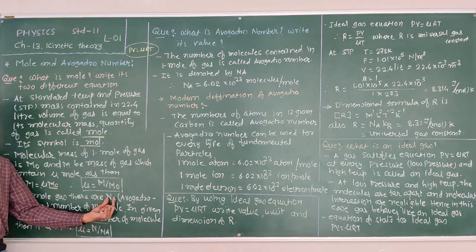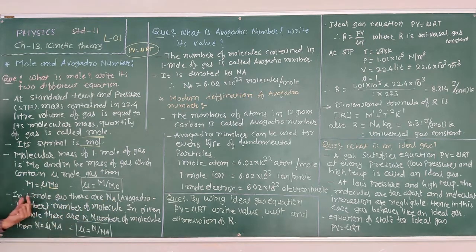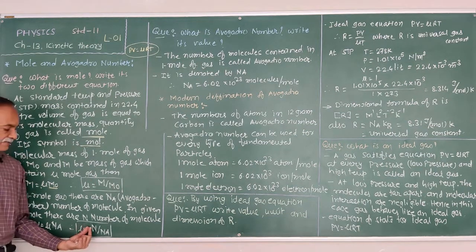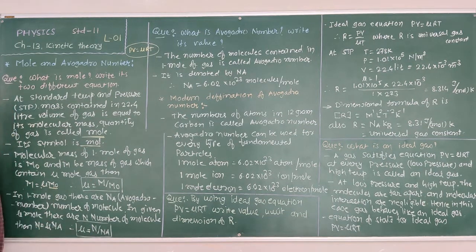Na, the Avogadro number, is the number of molecules in 1 mole of gas. Therefore, the total number of molecules is equal to the quantity times the number of molecules in 1 mole. Therefore, N is equal to mu into Na. Therefore, mu is equal to N upon Na.